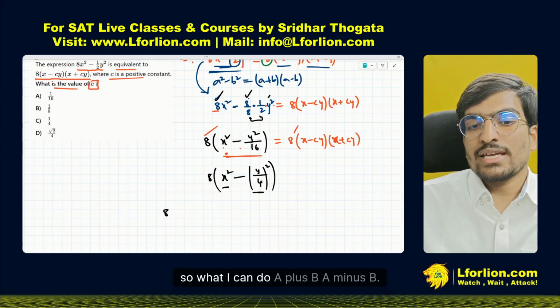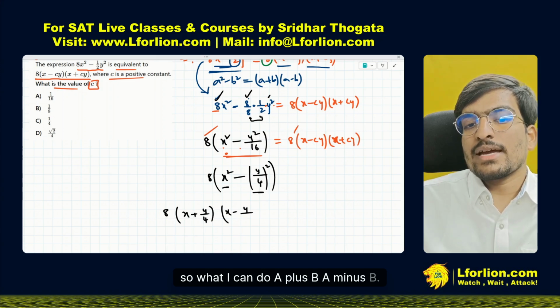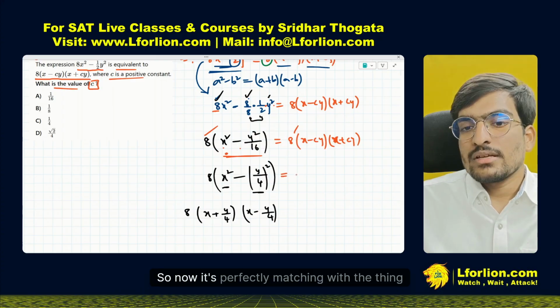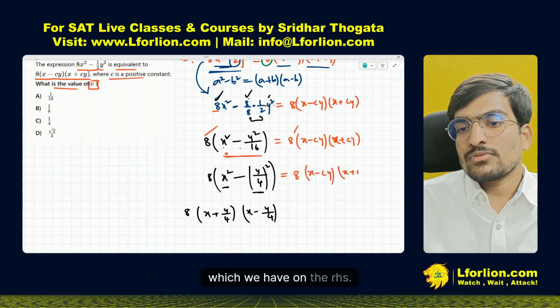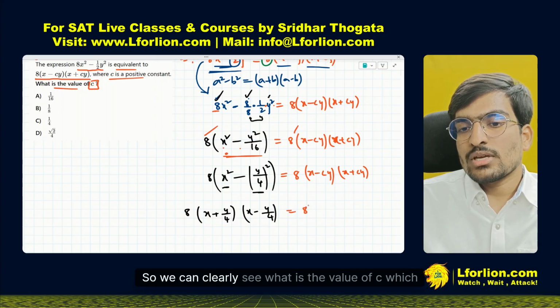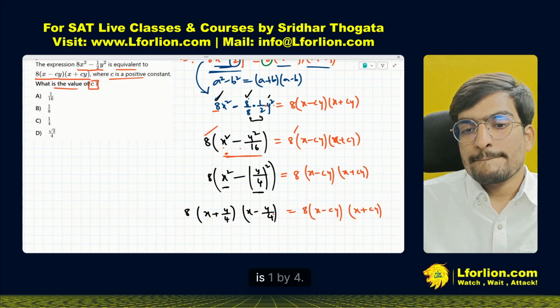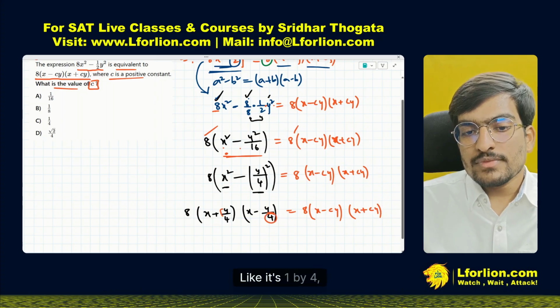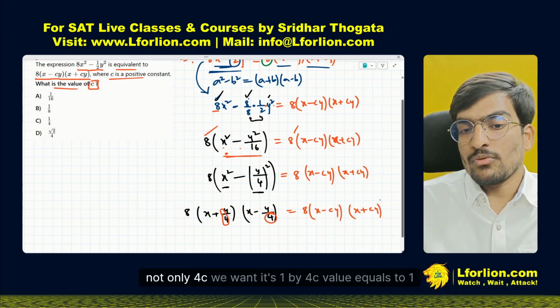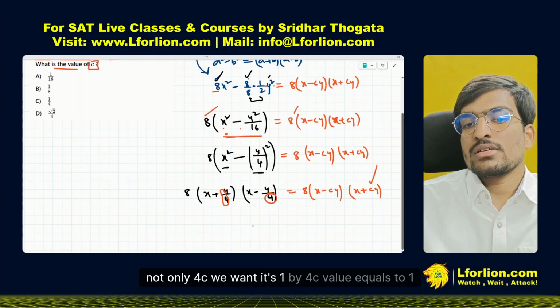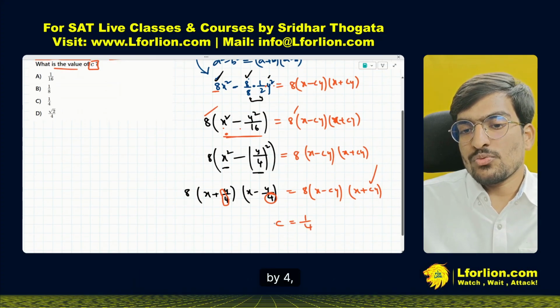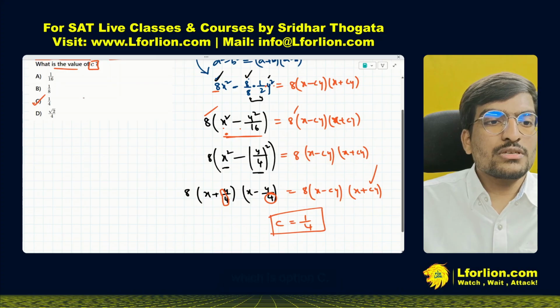So what I can do is a plus b, a minus b. Now it's perfectly matching with what we have on the RHS. So we can clearly see the value of C, which is 1 by 4. It's 1 by 4, not only 4. C we want is 1 by 4. C value equals 1 by 4, which is option C again.